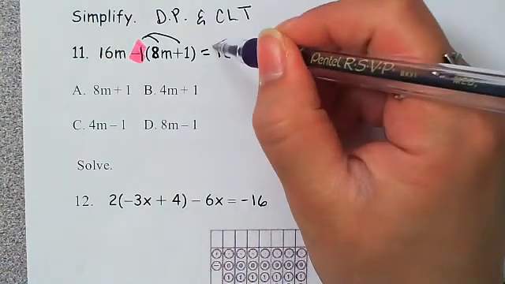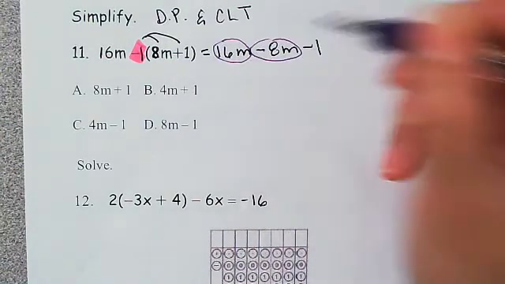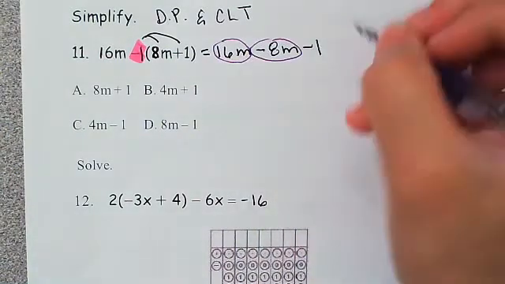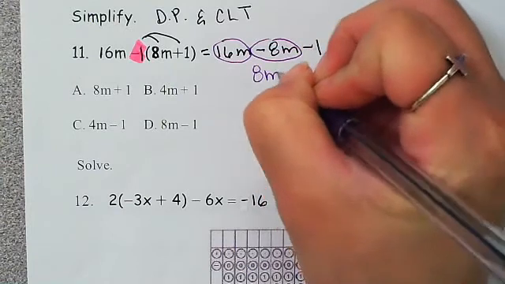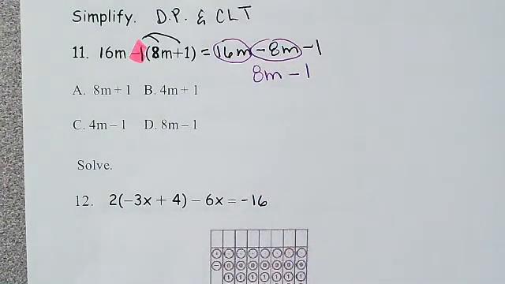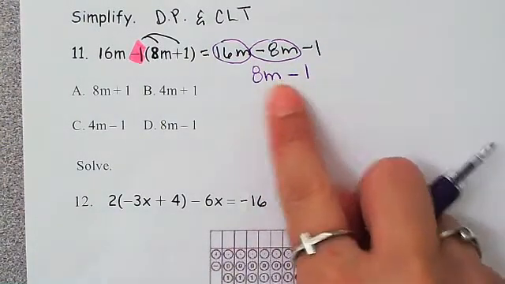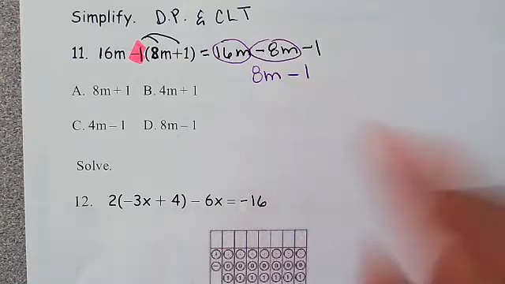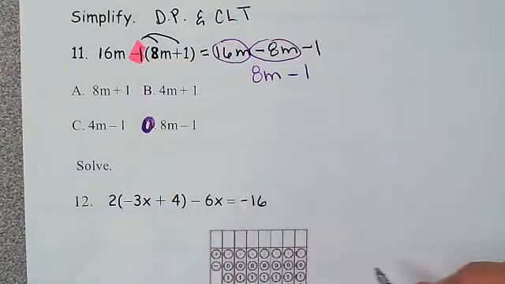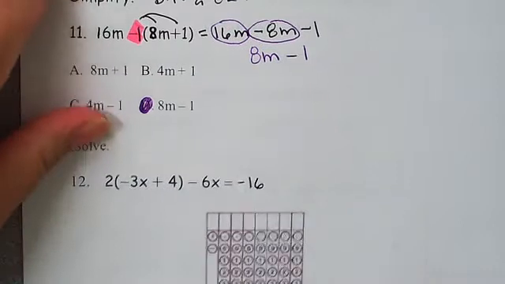You will notice that these have m's, so they're like terms, so 16 minus 8 is 8m, and then -1. So 8m minus 1 is your final answer. You can't do anything to these because this guy doesn't have an m. So the answer is D.